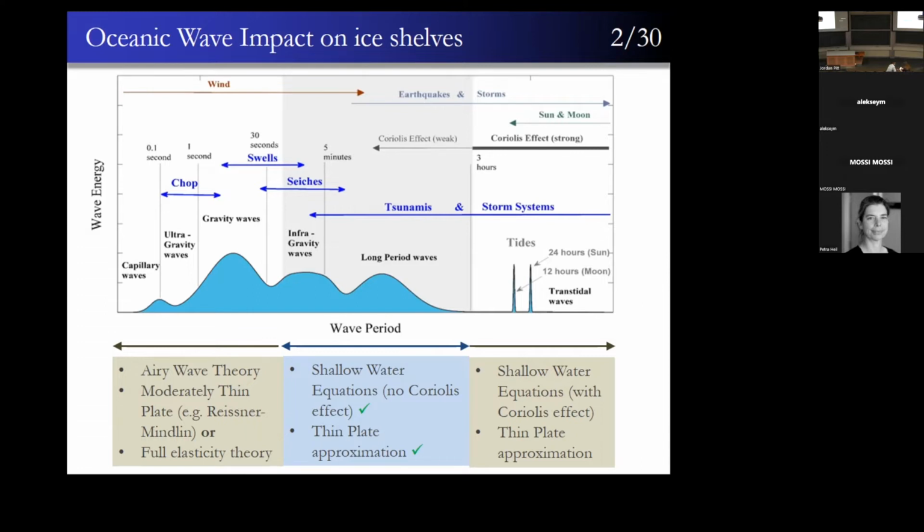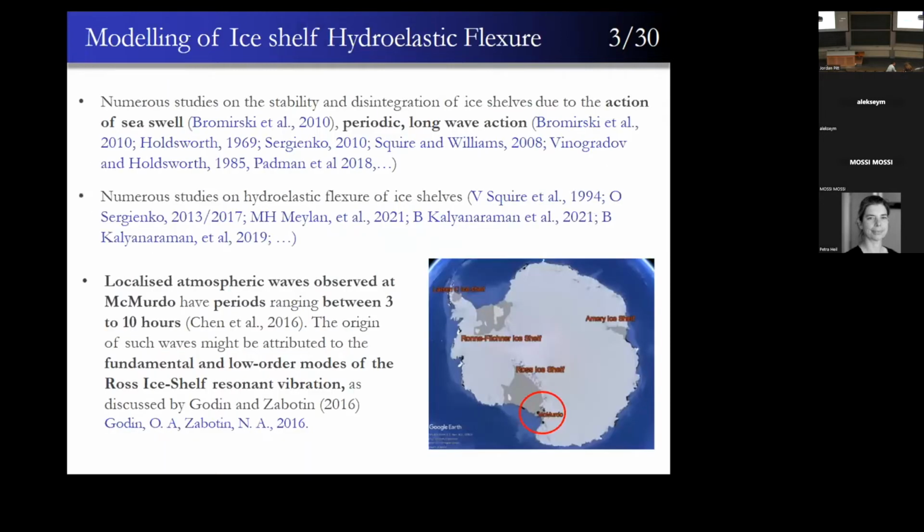We can extend, of course, this model going to higher periods towards the right. This would have to include Coriolis effects, but the thin plate approximation should be okay. And then if we go to very small periods or smaller periods, we need, of course, the full Airy wave theory, and then moderately thin plates like the Reissner-Mindlin model, or even full elasticity theory. So the central regime, infragravity waves, very long period swells, is the area of interest for this study.